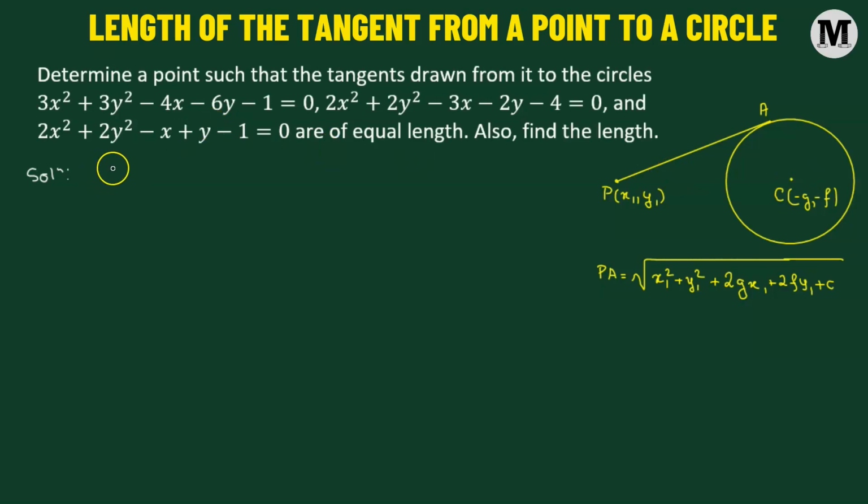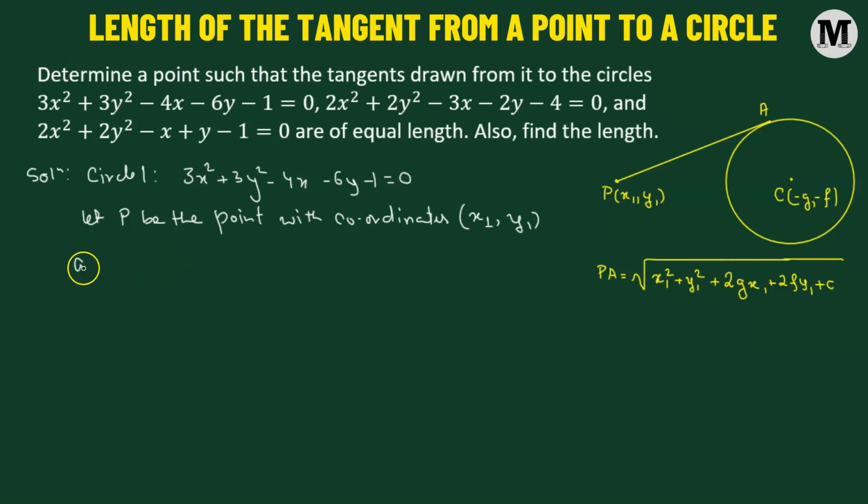Okay, so let us begin. Here we will start with our first circle. We have circle 1. Its equation is given by 3x squared plus 3y squared minus 4x minus 6y minus 1 equals 0. Let P be the point with the coordinates x1, y1, and PA be the length of the tangent drawn from that point P to circle 1.